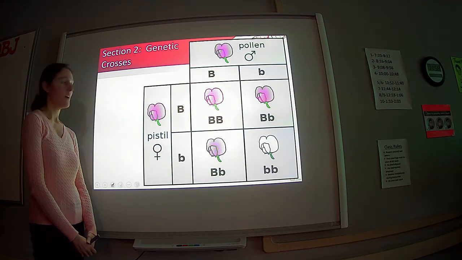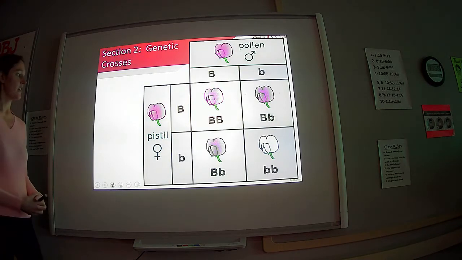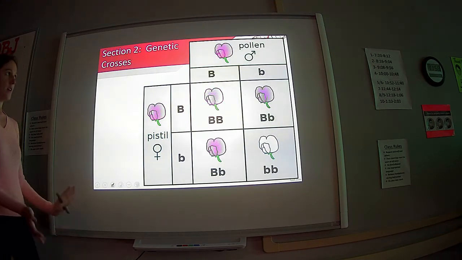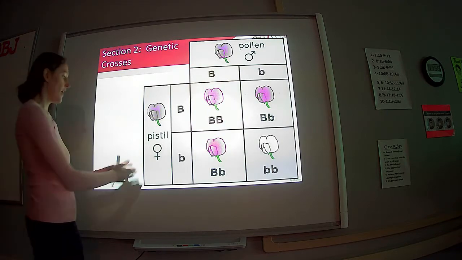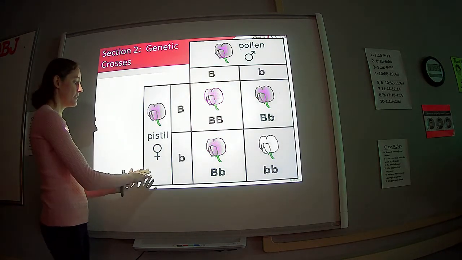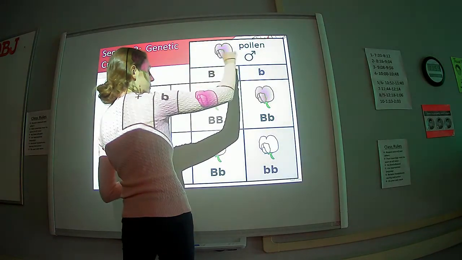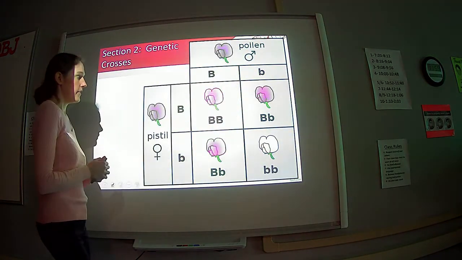Alrighty guys, and we are back here looking at section 2, more particularly about our genetic crosses. So here I do have an example of a Punnett square up here, going back to those pea plants that we were talking about before, and I'm also showing you alleles as well. I have my female plant going down here on the one side, my male plant is up here above, mom and dad plants. You can see what their alleles were.